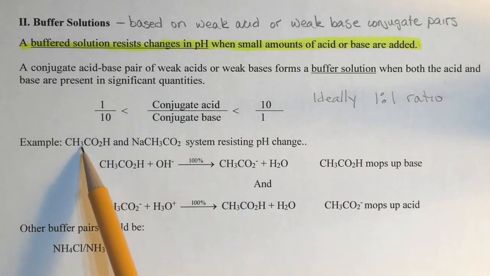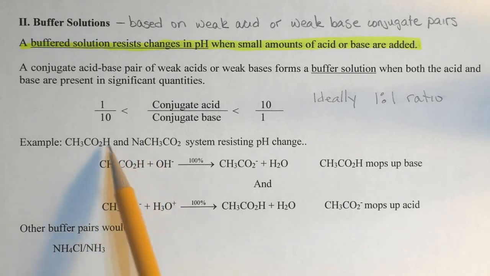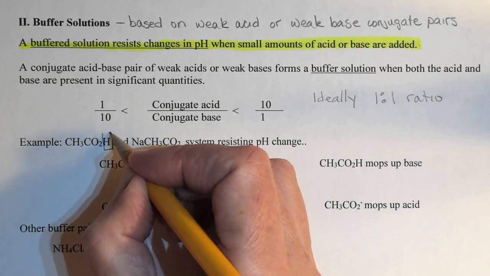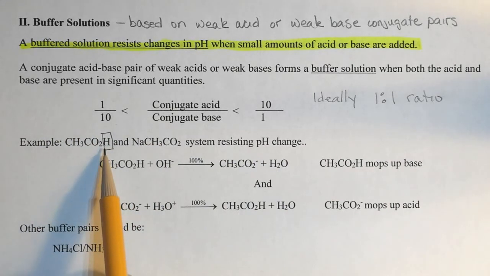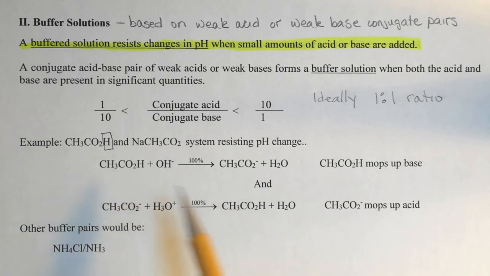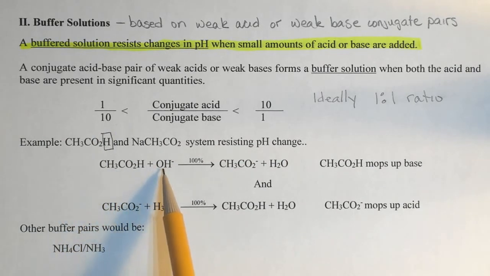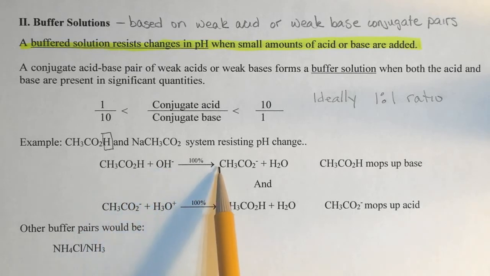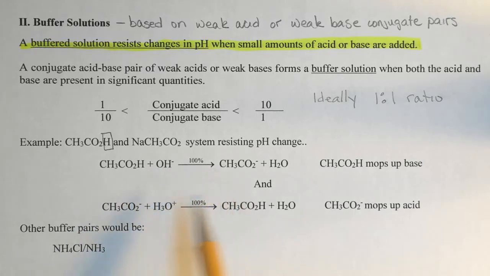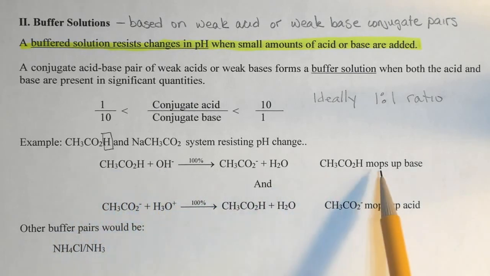So let's take a look at an example using acetic acid and sodium acetate. And if we have a mixture of this, look at how these two resist a change in pH. So remember, our acidic hydrogen for the carboxylic acids is this terminal hydrogen. Here's our acid. If we add base to the solution, because this would be a strong base, it's going to go 100% to completion. So what happens is the acetic acid mops up the base.